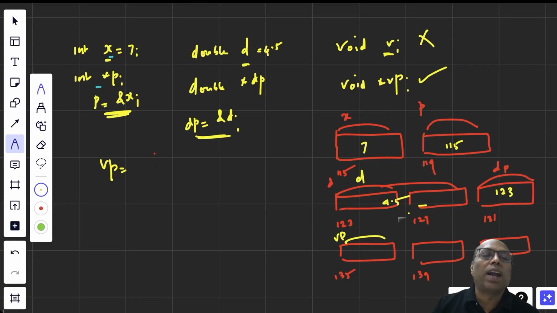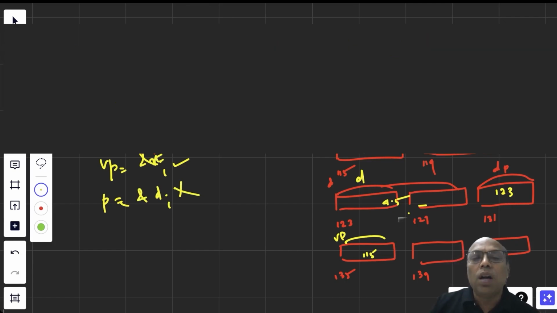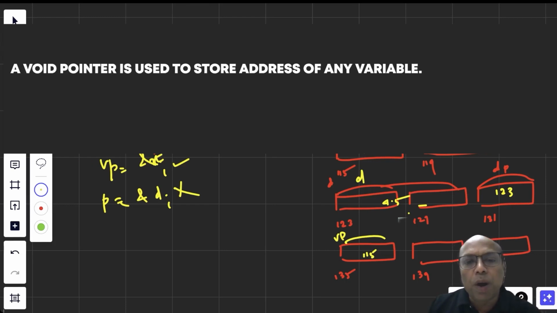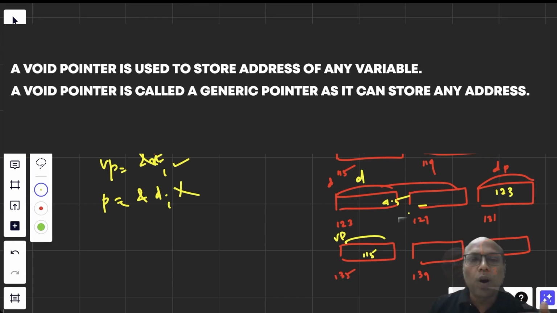VP = &X is possible. P = &D is not possible, but VP = &X is possible. Why? The void pointer can store any address. A void pointer is called a generic pointer. What is the meaning of generic pointer? It can store any address.